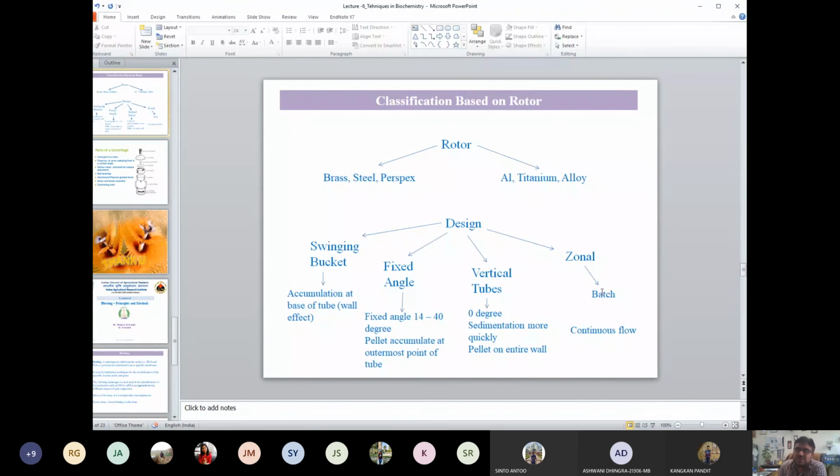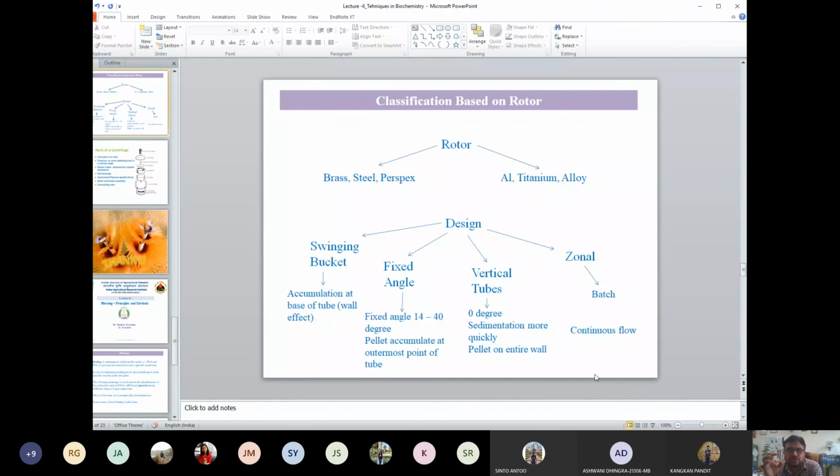And then we have another classification which is called zonal centrifugation. In zonal centrifugation, batch centrifugation is basically carried out. And as I told again, this zonal or batch centrifugation is basically taken care of by industry people or some of the waste treatment plants.